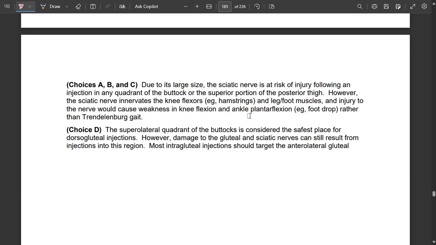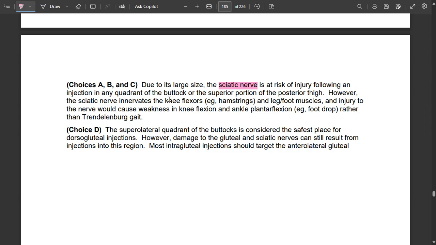In large size, the sciatic nerve is at risk of injury following an injection in any quadrant of the buttocks. So the sciatic nerve can be injured while giving an injection in the buttocks or the upper portion of the posterior thigh. However, sciatic nerve injury affects the knee flexors, that is hamstrings, and leg and foot muscles. Injury to the nerve will cause weakness in knee flexion and ankle plantar flexion. So plantar flexion would drop rather than Trendelenburg gait. So if there is sciatic nerve injury, then flexion will be impaired.